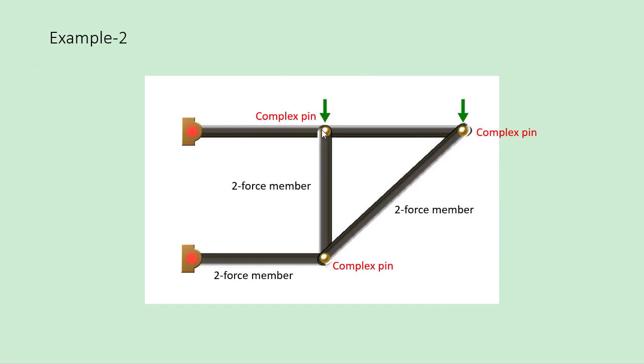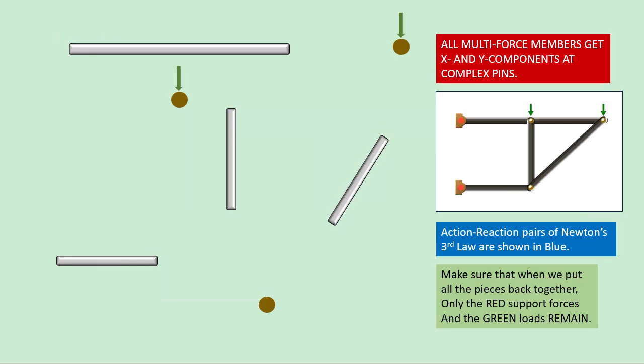This problem has multiple complex pins here, here, and here. Let's draw the free body diagrams for all of these pins. These are the three pins. This pin up here has a load. This pin has a load. This is a multi-force member, so it would put two components, X and Y, force on the complex pin.